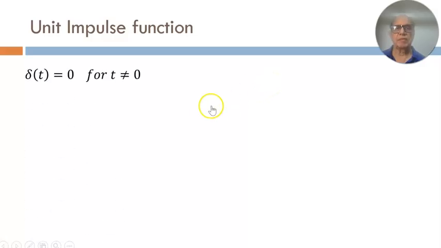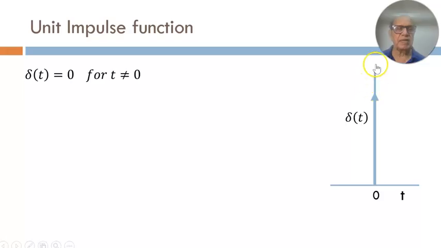So first thing we note is that symbolically the unit impulse function is represented by delta t, and one of its properties is that delta t is equal to 0 for all values of time which are non-zero. Okay, that is the first property of the unit impulse function. But what happens at t equal to 0? Now this is a very remarkable signal, and what happens at t equal to 0 is something unique. From 0 value it jumps to infinite value and comes back to 0 in 0 time.